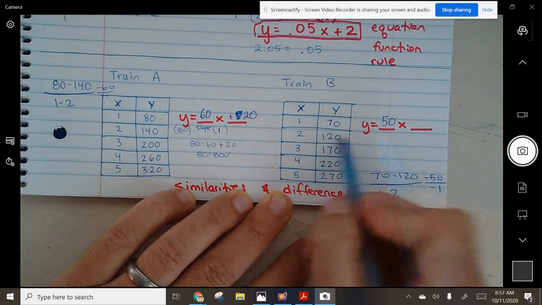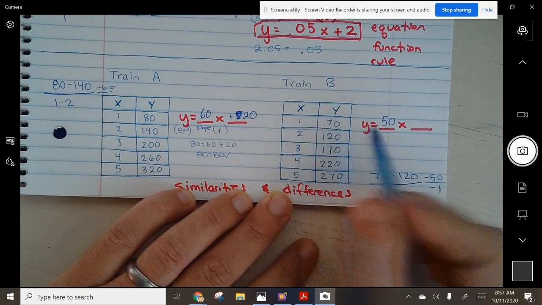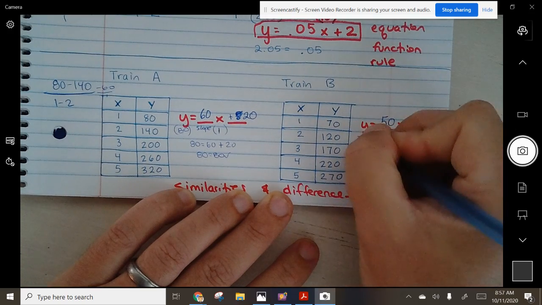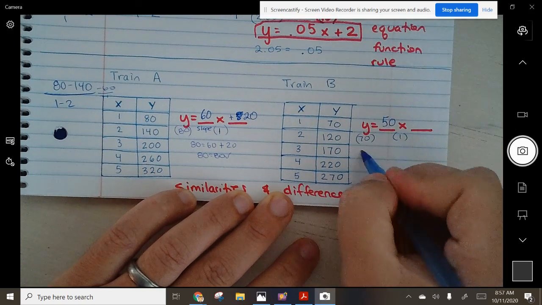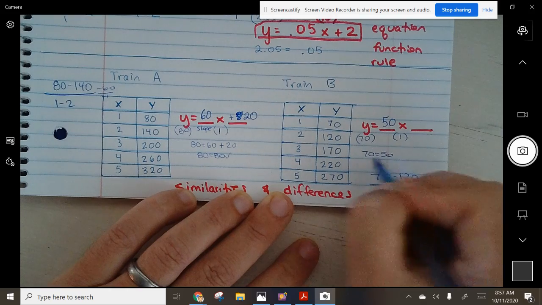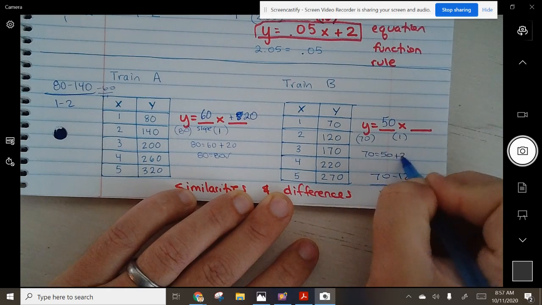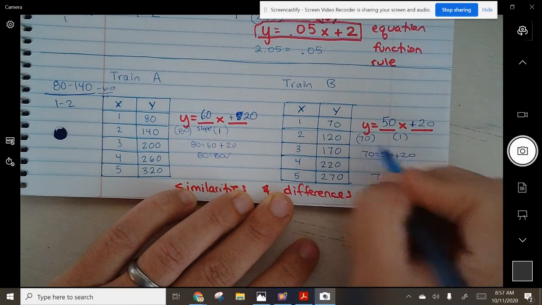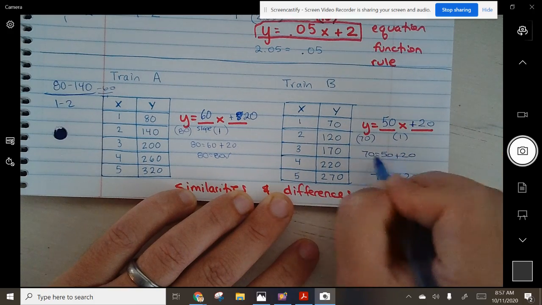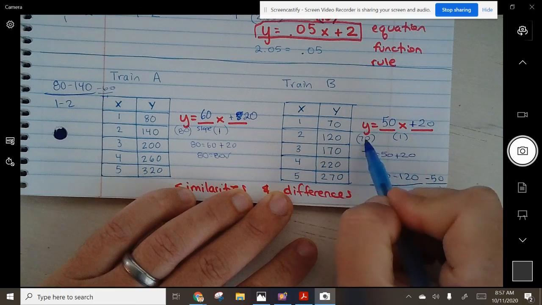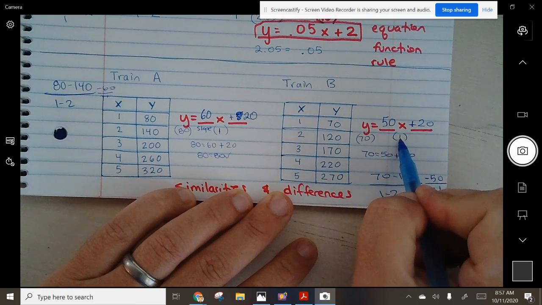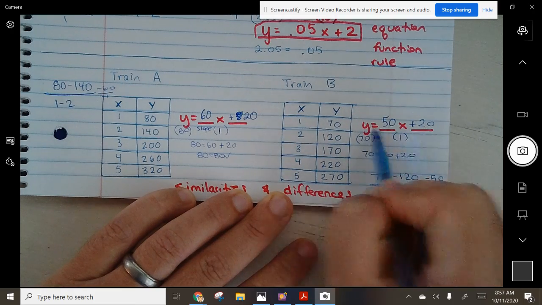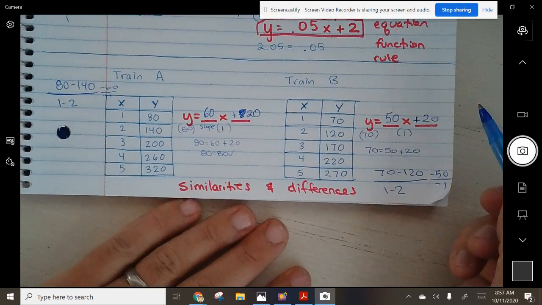And if that's 50, let's plug in my x and y. Okay, so does 70 equal 50? Only when I plus 20. Remember, we want it to be 70 equals 70 here, okay? We want the sentence to make sense. So does 70 equal 50 times 1 plus 20? Now it does, yes.